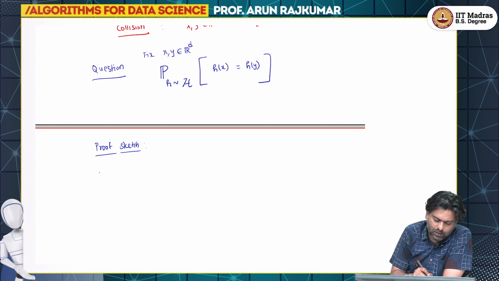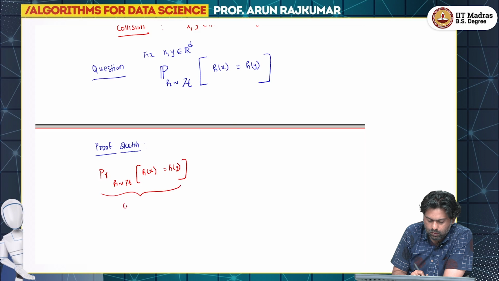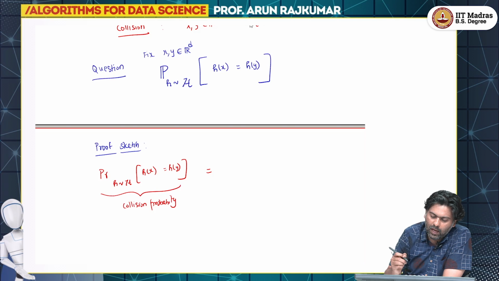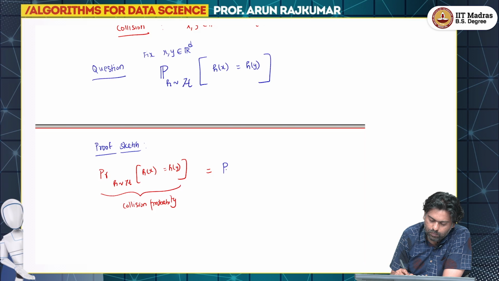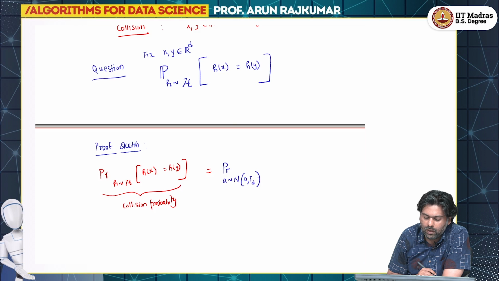Okay, so let's write this down again. The probability over h in H that h of x equals h of y. This is the collision probability. Collision probability is what we want to understand. Let's break this down. A has some randomness, B has some randomness. So let's write this as the probability, with A coming from a Gaussian with mean 0 and identity covariance in D dimensions. That is how I generate A. And how do I generate B? B is uniform in [0, W].